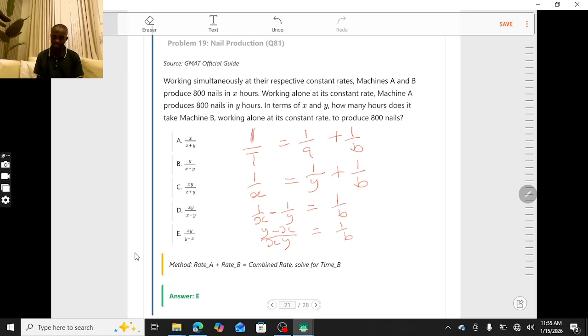So we can take the reciprocal of both sides. B equals SY over Y minus S.